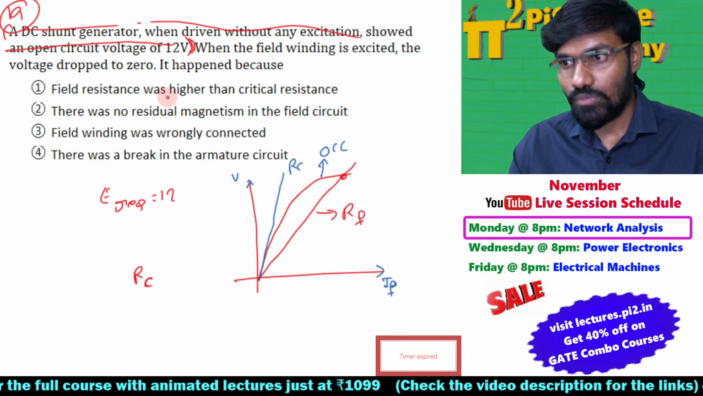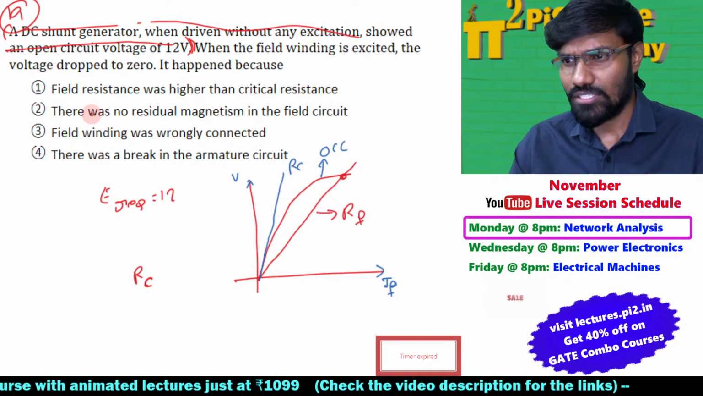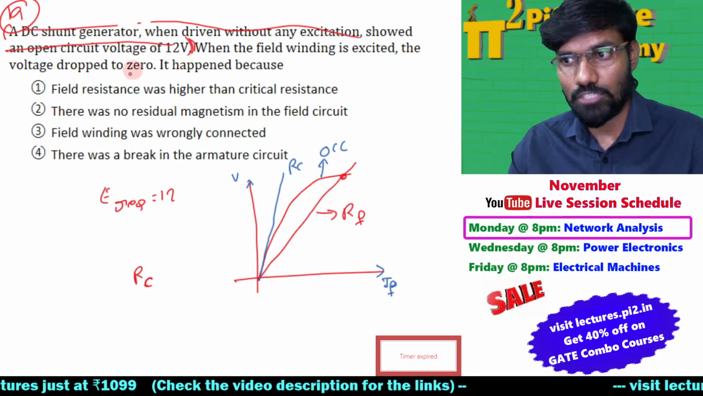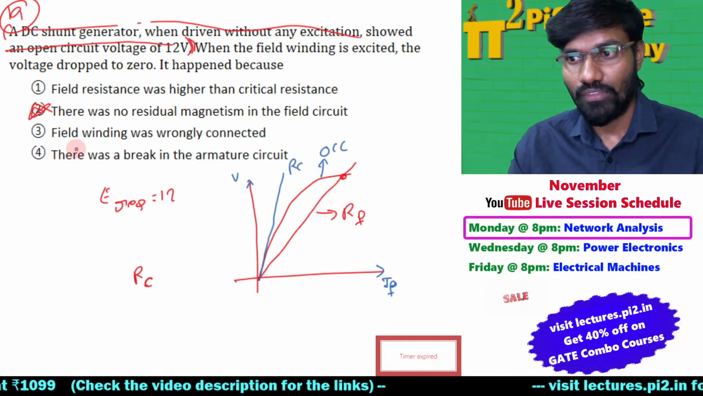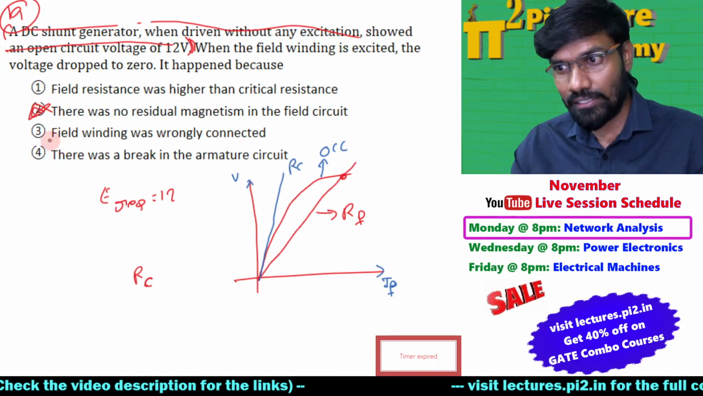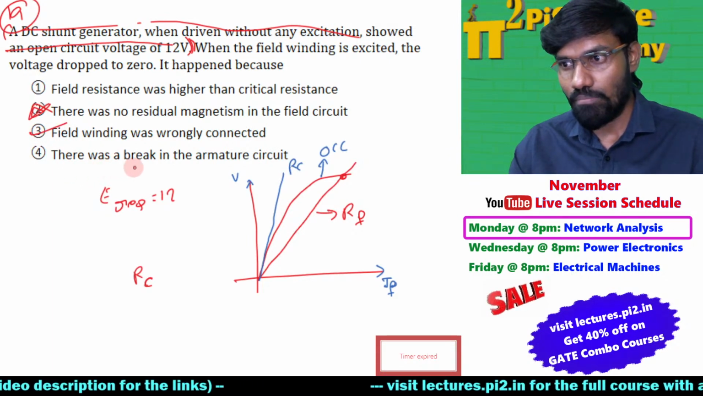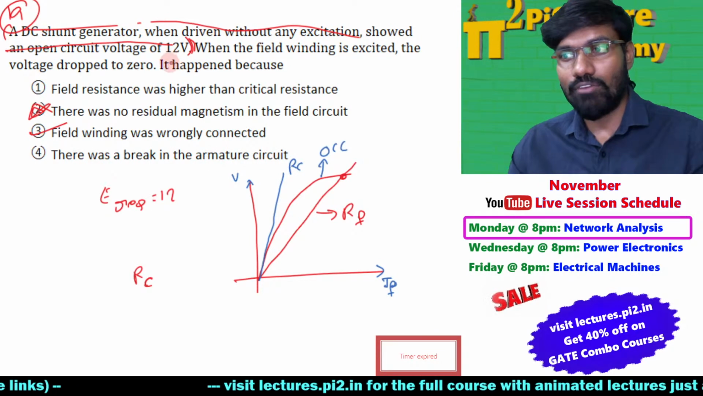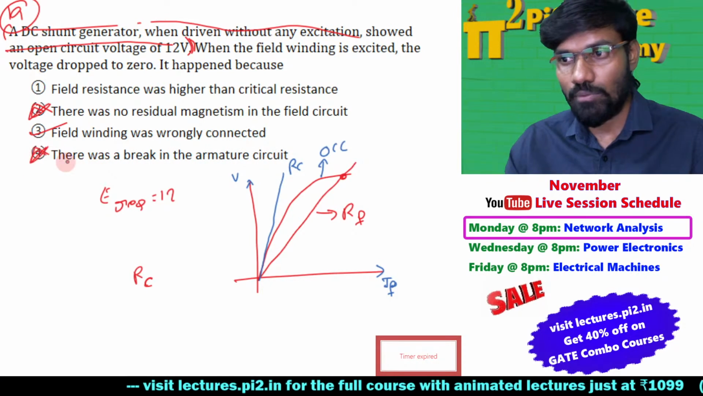Field resistance was higher than the critical resistance, and there was no residual flux. But residual flux is there already. That's where 12 volts has come. So this is not the answer. Field winding was wrongly connected. This could be a possible answer. There was a break in the armature circuit. If there is a break in the armature circuit, you will not get 12 volts, right? So this cannot be the answer.